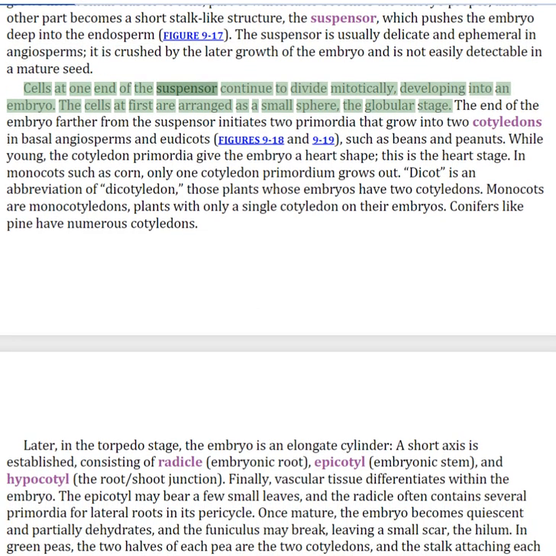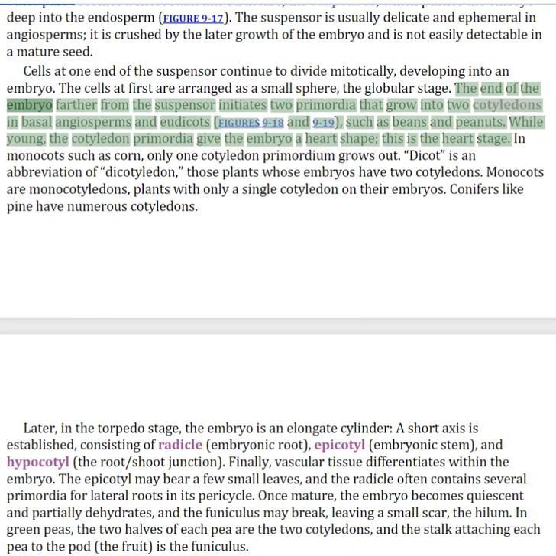Cells at one end of the suspensor continue to divide mitotically, developing into an embryo. The cells at first are arranged as a small sphere, the globular stage. The end of the embryo farther from the suspensor initiates 2 primordia that grow into 2 cotyledons in basal angiosperms and eudicots, such as beans and peanuts. While young, the cotyledon primordia give the embryo a heart shape. This is the heart stage.